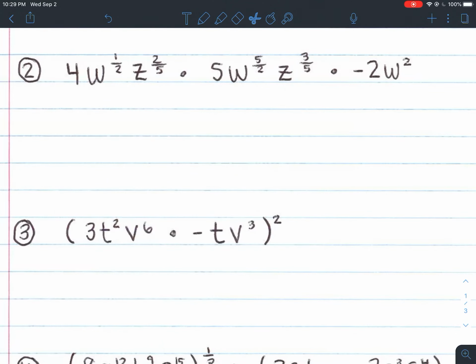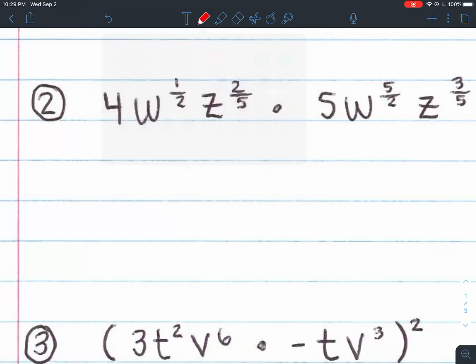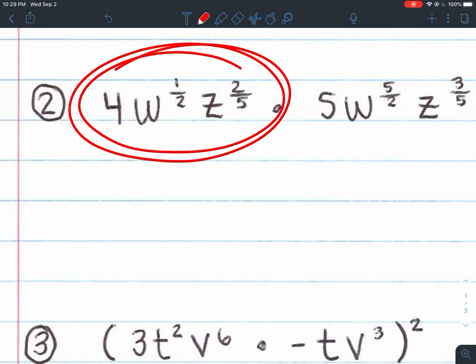Number 2. Number 2 here, you'll see you have 3 separate parts. Now, it's again easy to look at things in separate parts before you look at it as one big whole picture. Okay, so we're going to go ahead and look at this first section. So when I look at this first section, I see 4w to the half, z to the 2/5.